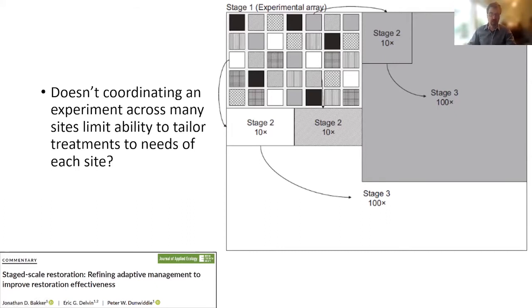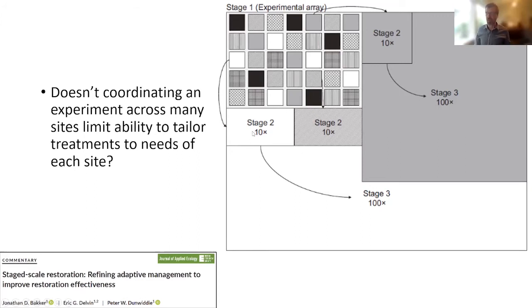We allow some time to elapse, and we go back and we walk through this array. We might collect data, we might look at it qualitatively, and we decide which of these treatments seem to be working the best on this particular site. And then once we've decided which of those treatments seem to be working the best on this particular site, then we can apply those on that same site to slightly larger areas. That's the staging here and scaling this up.